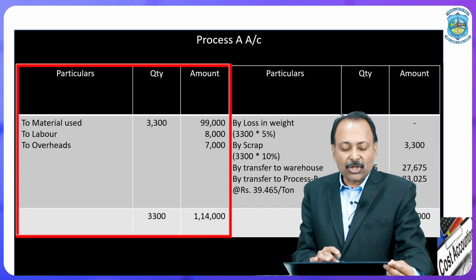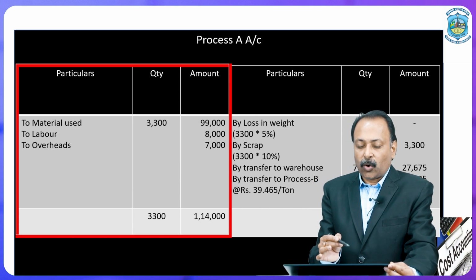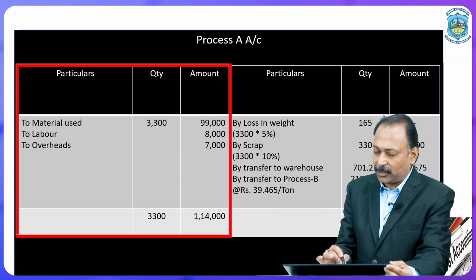Then the next expenditure is labor or wages. Labor is 8,000 rupees and overheads are 7,000 rupees. We are going to total the debit side. So, the quantity column is 3,300 and the amount column is 1,14,000.